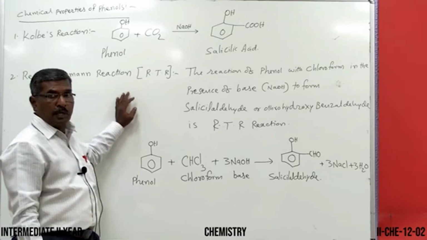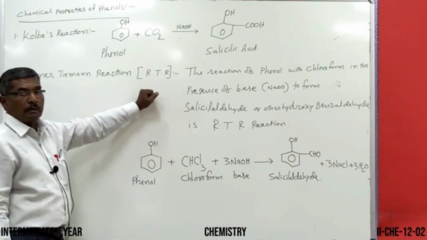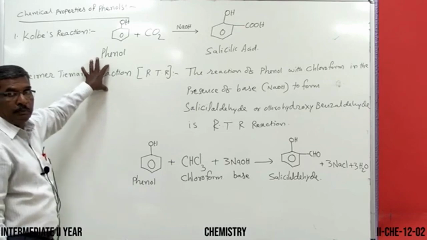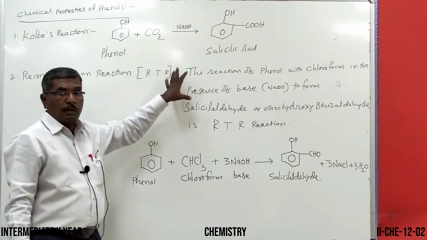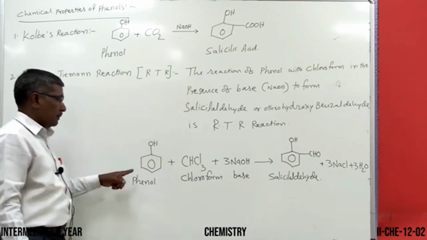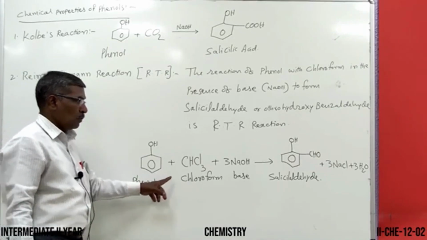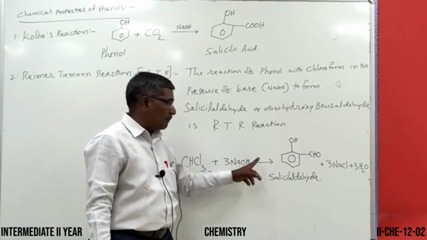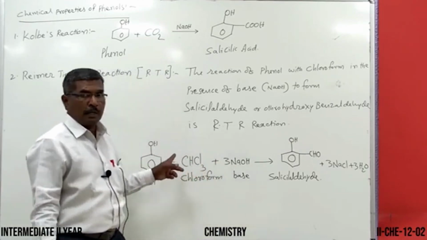Another very important reaction under the phenols is RTR. So what is RTR? Reimer-Tiemann reaction. The Reimer-Tiemann reaction is the most important reaction under the phenols. So what is the Reimer-Tiemann reaction? The reaction of phenol with chloroform in the presence of base to form salicylaldehyde is said to be the Reimer-Tiemann reaction.